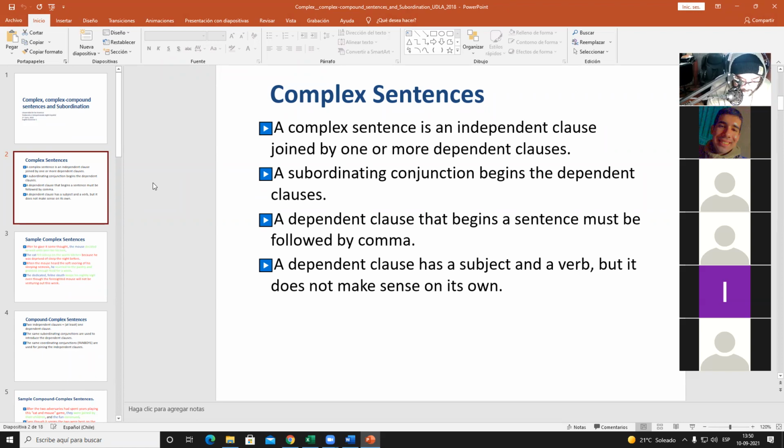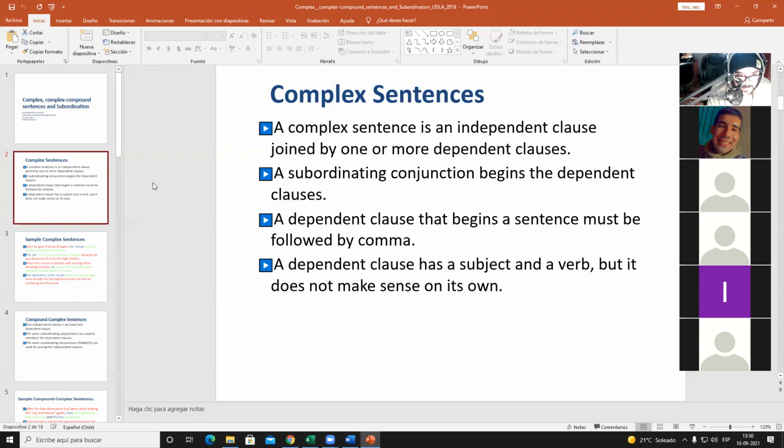A complex sentence, as you can read, is an independent clause joined by one or more dependent clauses. When I say more, I don't know, till the end of times, ad infinitum, I would say, right? We don't have the exact number of how many of them can be placed inside or next to an independent clause, right? A subordinating conjunction begins the dependent clause. Every single dependent clause will begin with a subordinating conjunction of different types, right? But we're going to review them later on.